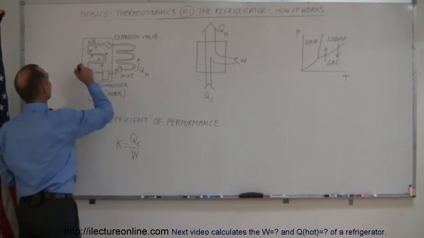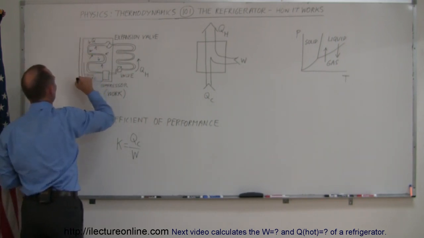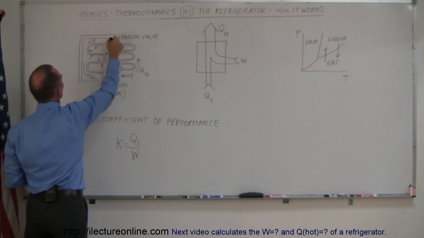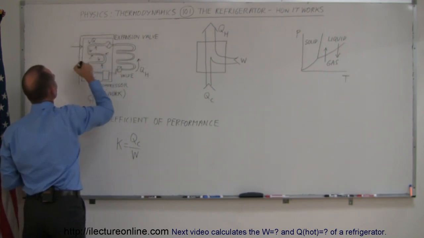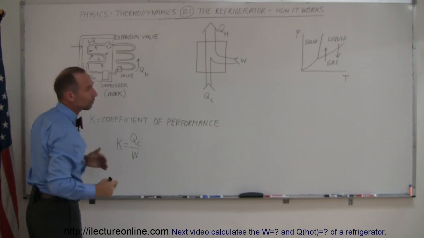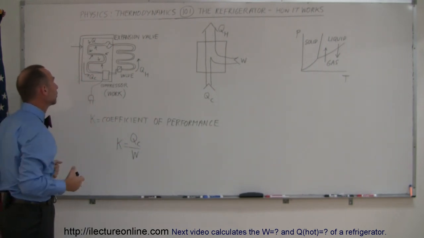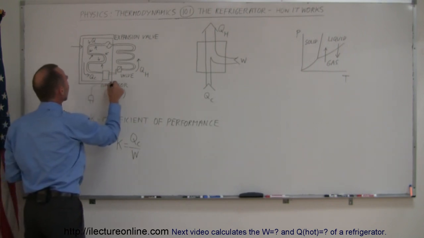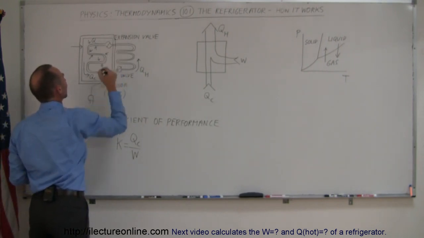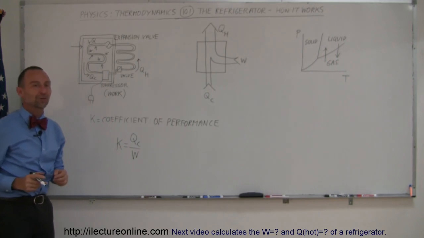Then of course, another aspect of the refrigerator is that you want to have some insulation around the refrigerator to prevent heat from seeping back into the refrigerator. So the better the insulation, the longer it takes before heat goes back in the refrigerator and makes it warm again. So we can't forget about the insulation of the refrigerator as well.